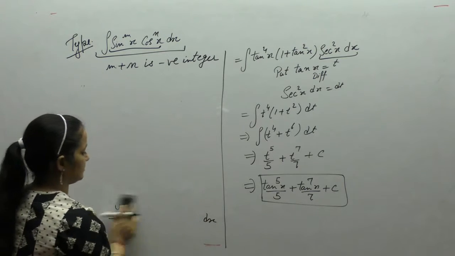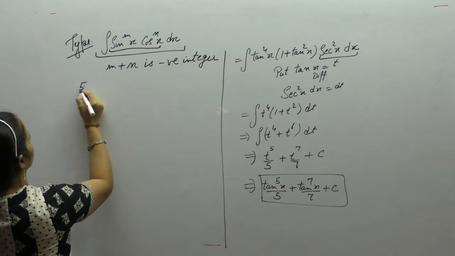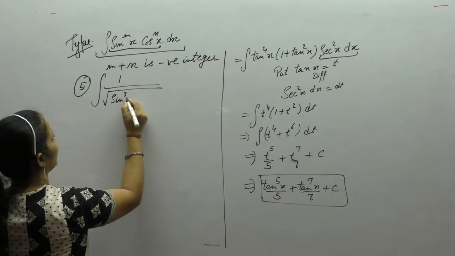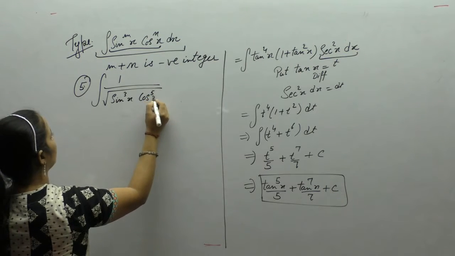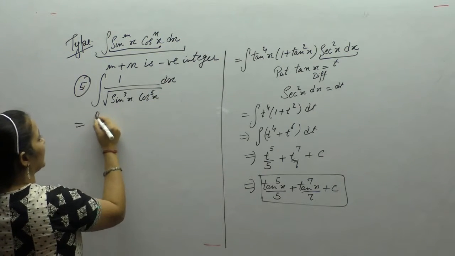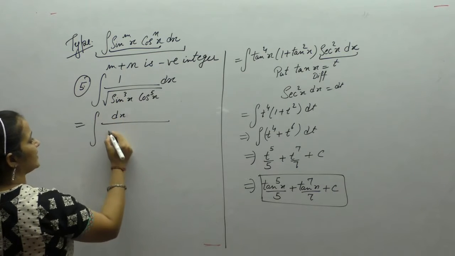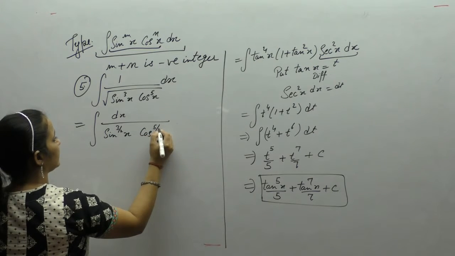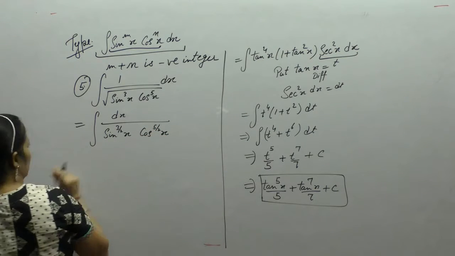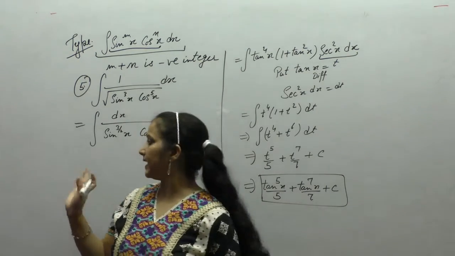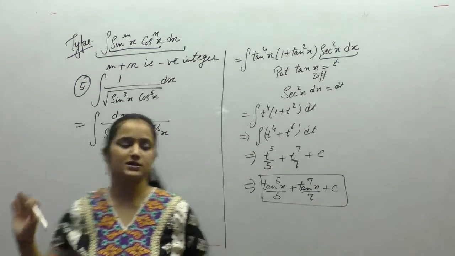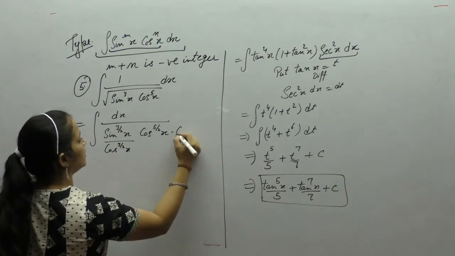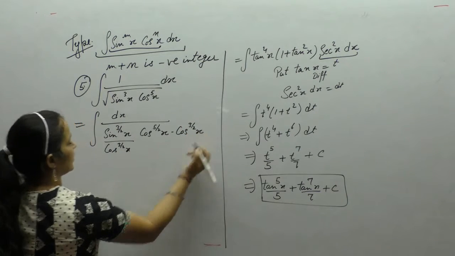Now the next one is integral of 1 upon sin³x and cos⁵x. We can write it with power 1 by 2, so sin^(3/2)x and cos^(5/2)x. Here the sine has power 3 by 2, so we multiply and divide it by cos^(3/2)x to make it tan x. Cos^(3/2)x into cos^(3/2)x.